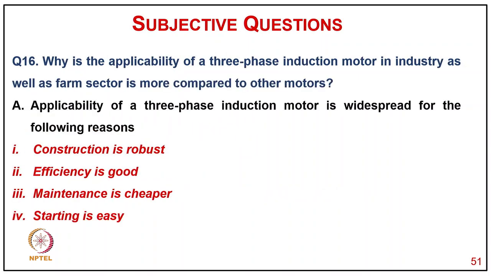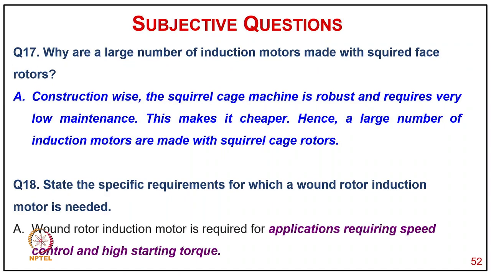Why is the applicability of the three-phase induction motor in industry and the farm sector more compared to other motors? Application of the three-phase squirrel cage induction motor is widespread due to the following reasons: construction is robust, efficiency is good, maintenance is cheaper, and starting is easy.